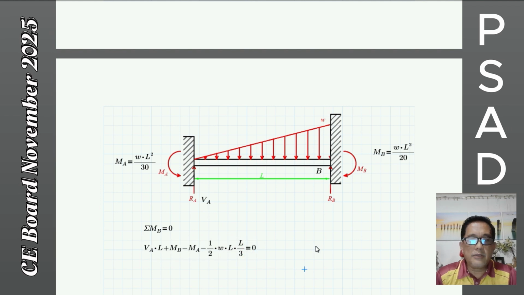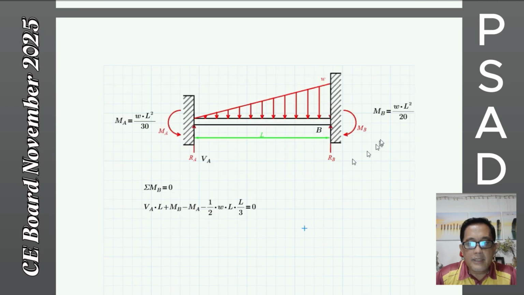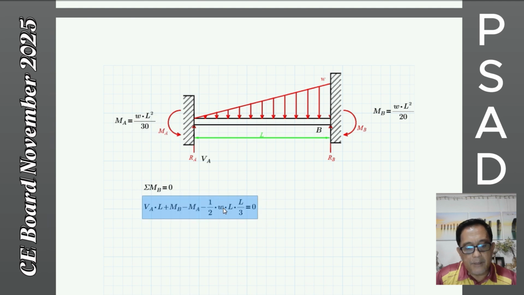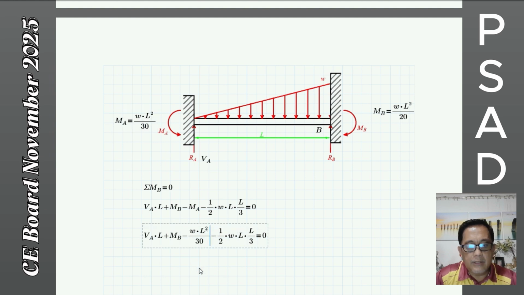Okay, so now we will substitute the values for MA and MB in terms of W and L. So MB is this one, MA is this one. Okay, so let's copy this, put it here, and then we'll substitute the values of MA and MB. So MA is WL square over 30. Let's substitute that with that. And MA is this one. And MB is this one.